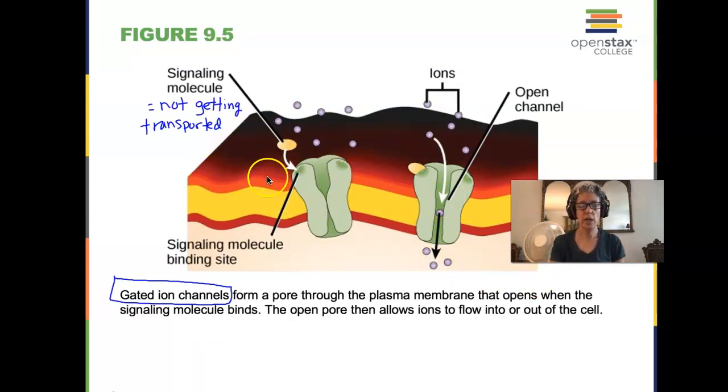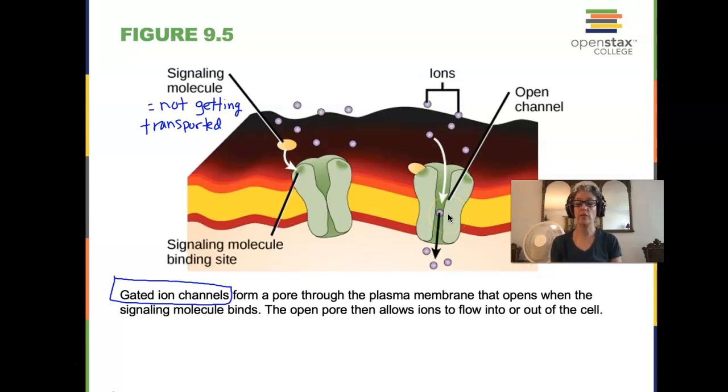This is showing a gated ion channel. It is a transport protein. It is gated because it is closed off and will not allow passage unless the signal molecule is received. The signaling molecule is not what's getting transported. The signaling molecule is binding to that channel. When that signaling molecule binds, that triggers the gated channel to open, and then the ions can cross.